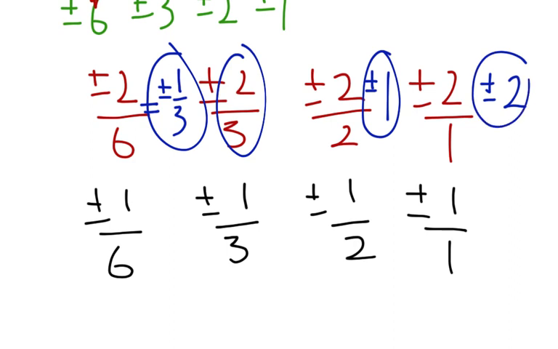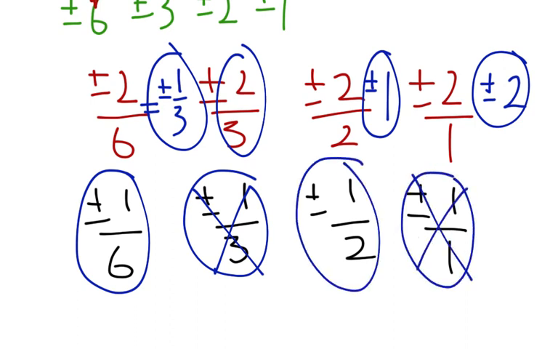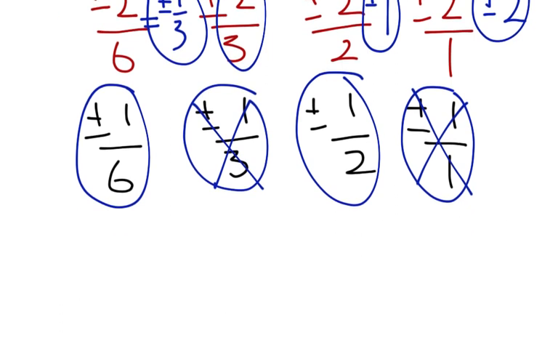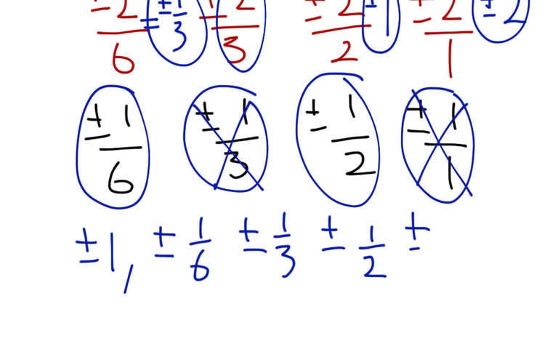Plus or minus 2 is a potential root. Plus or minus 1/6. We already have 1/3, so we can just cross that out. We don't need it twice. 1/2 is new, and then this is going to reduce to 1, but we already have that, so we don't need it. So now let's just write them in order. So we've got plus or minus 1, plus or minus 1/6, plus or minus 1/3, plus or minus 1/2, plus or minus 2/3, and then plus or minus 2. So we've got 6 potential roots.